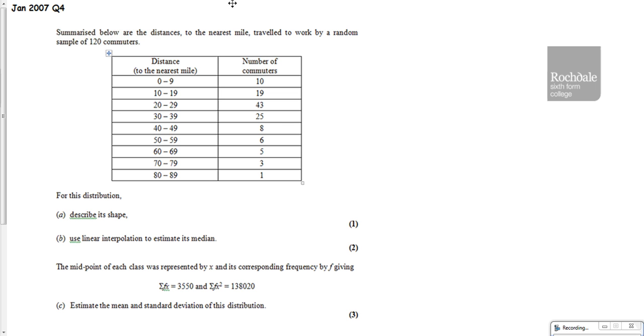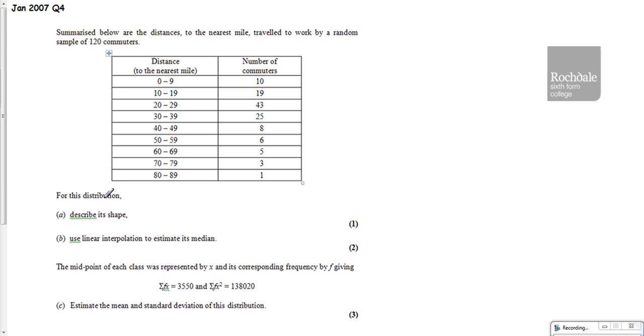Summarising data, exam question on page 19. This is taken from January 2007 and it was question 4. A fairly typical question. So, summarise below the distances to the nearest mile travelled to work by a sample of 120 commuters. So straight away we know that this column adds up to 120. You'll see that it's grouped data and you'll see that there's those gaps again between the bars.